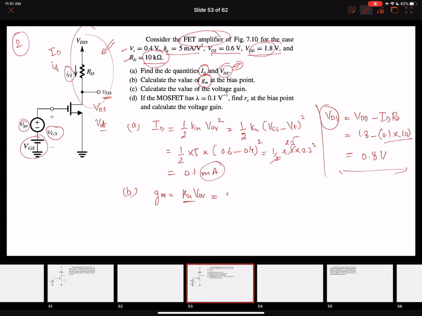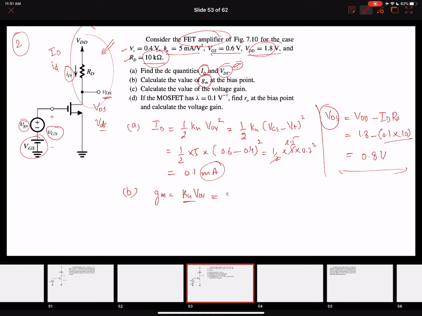The bottom line that we considered over here is, if you have to find the DC quantities, you can ignore the AC quantities, right? So this VGS or this VDS or this ID. In the first part, we try to find out the bias quantities. For the FET amplifier, we know the drain current equation was half K and VOV whole square. We ended up putting the values and finding the current. The value of gm can easily be found by K and VOV. The value of the voltage gain is minus gm into RD.